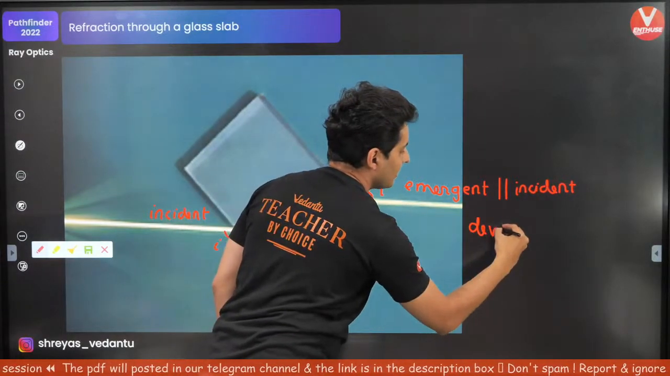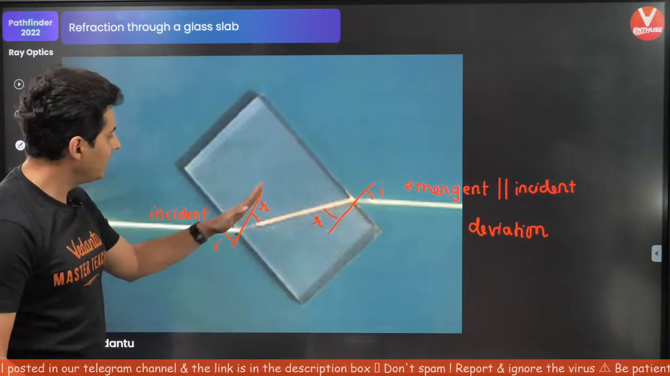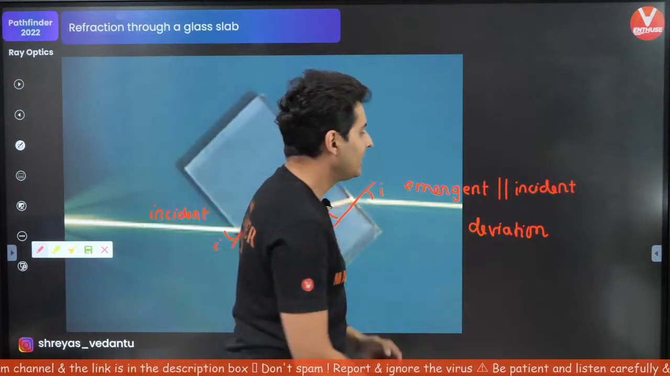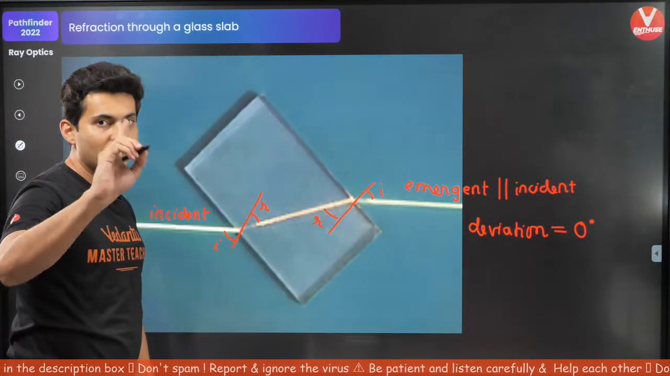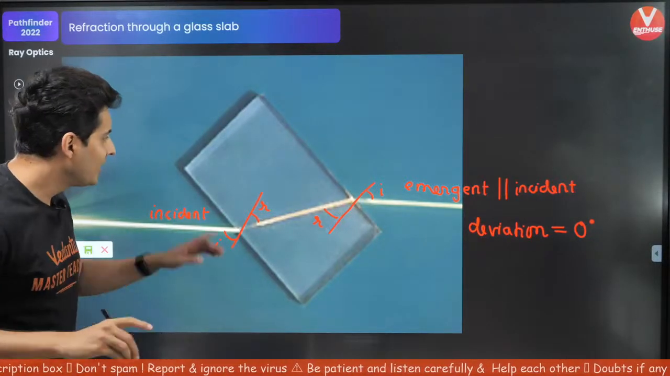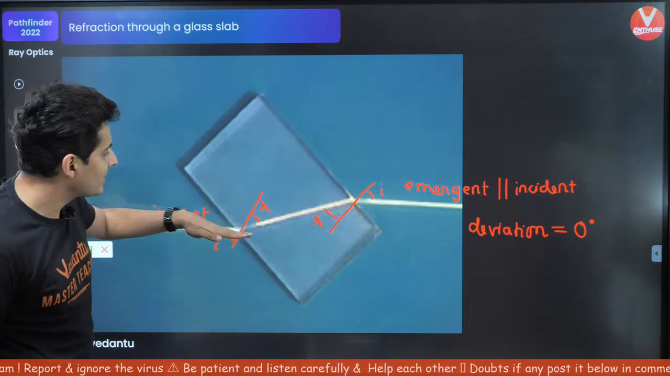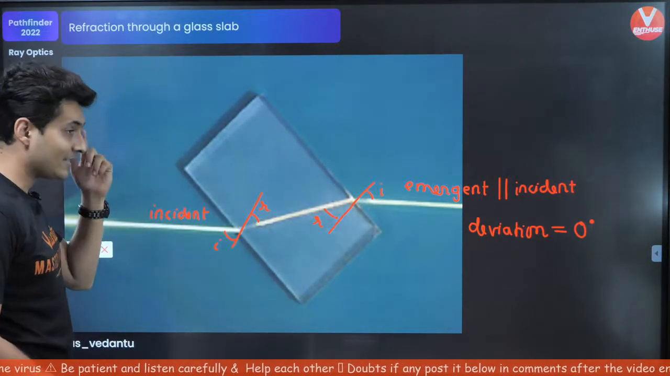What is the net deviation? The light ray bends and again bends on the other side. So the rays are parallel. The net deviation is 0 degrees. There is no deviation. But there is one interesting thing which happens. The light ray was going like this. Because of the slab, it has now been shifted.